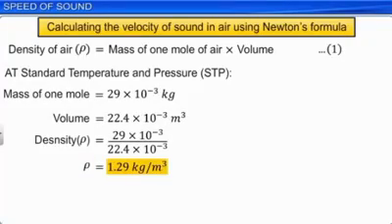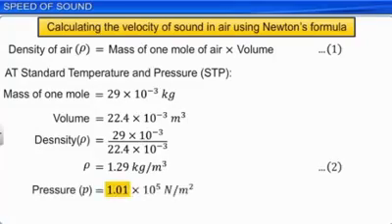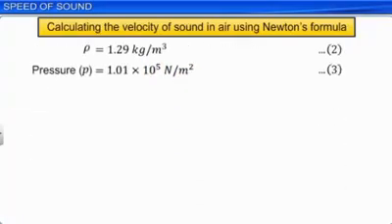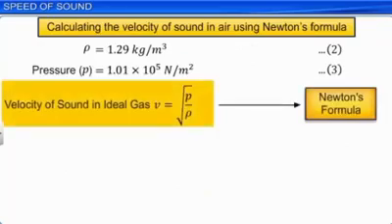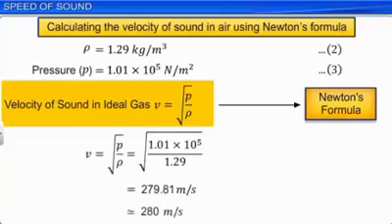We know that atmospheric pressure P is equal to 1.01 into 10 raised to the power 5 Newton per meter square. Substituting the values of 2 and 3 in Newton's formula, we get the velocity of sound in air at standard conditions of temperature and pressure, according to Newton's formula, as V approximately equal to 280 meters per second.